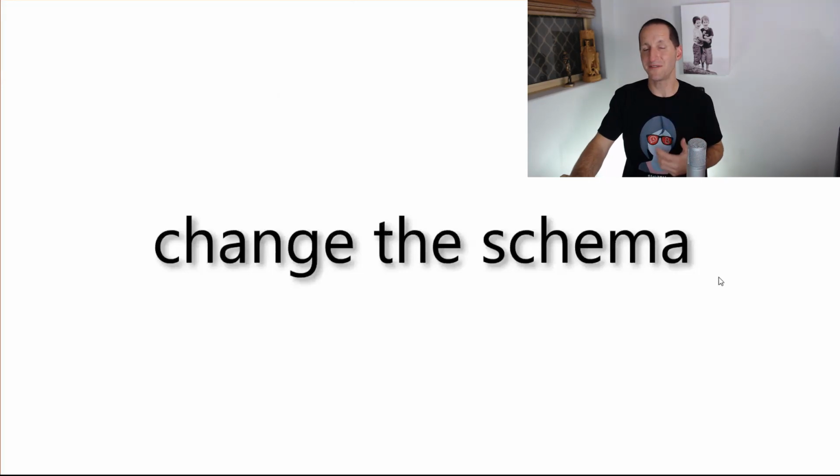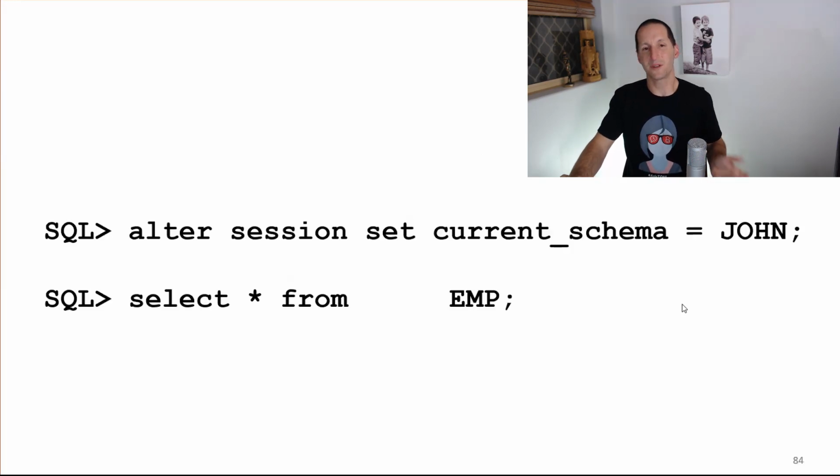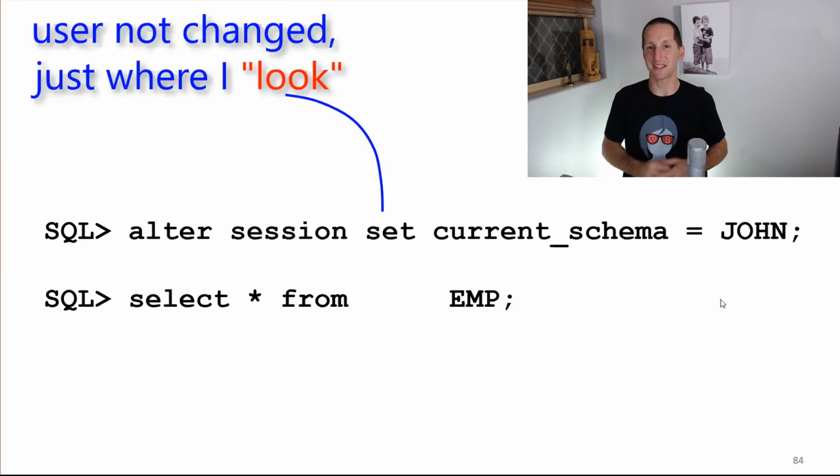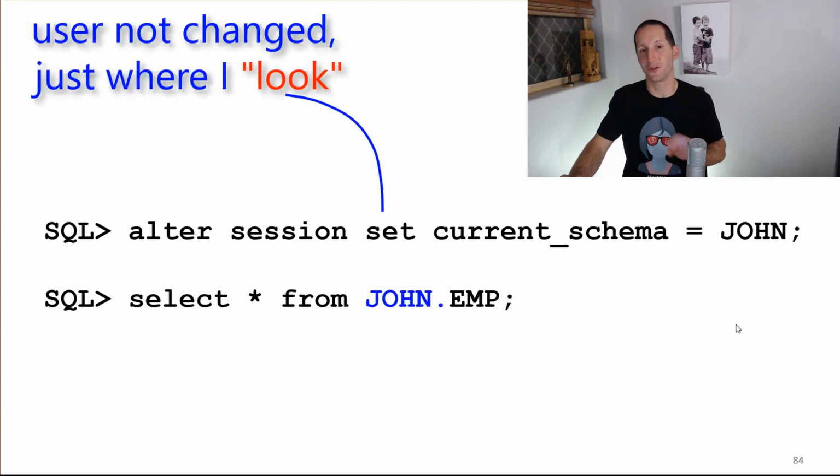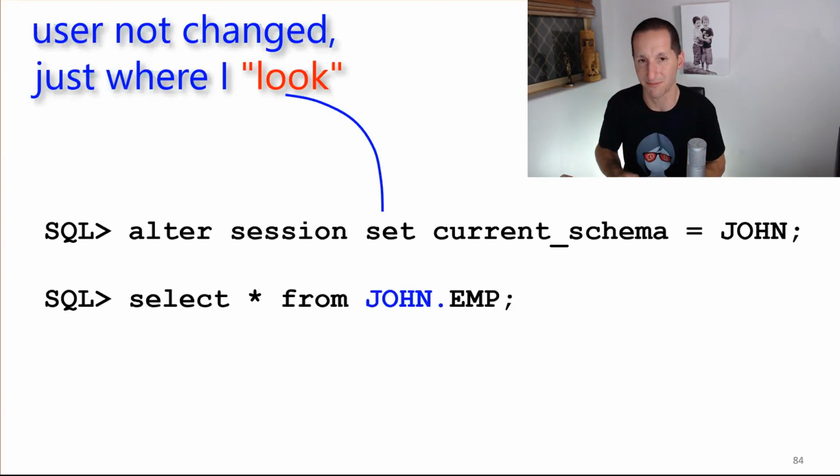Now, your schema and your user do not have to be in alignment. I can actually run alter session set current schema equals John, for example. Now, what that does is it doesn't change who I'm connected as. I actually am still the user called Connor, but now it's simply changing where I look first. So now when I do select star from emp, I'm doing select star from john.emp. That's the first place I'm looking.